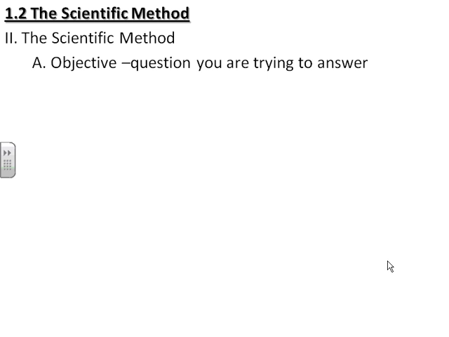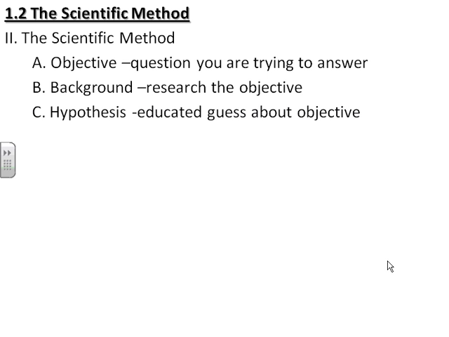Now, the scientific method, let's talk about the steps. And you may have heard about the steps of the scientific method, but we're going to review them. The first step is the objective or the question that you are trying to answer. Secondly is the background research. So you need to come up with a question that you're trying to answer, and then you research that topic so that you can make what's called a hypothesis.